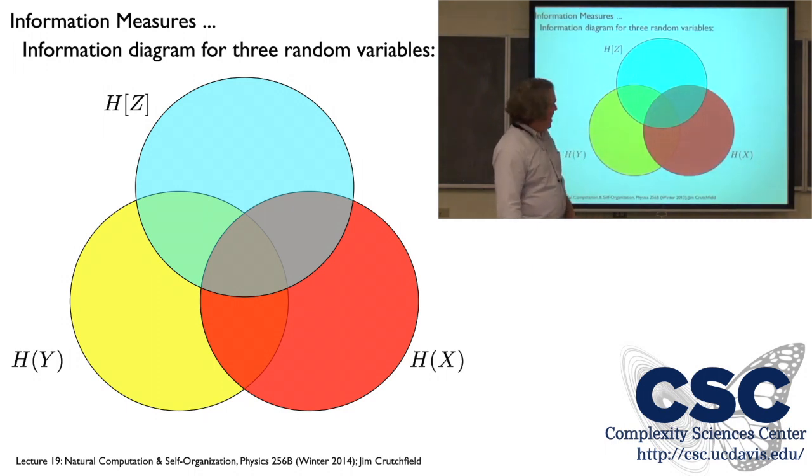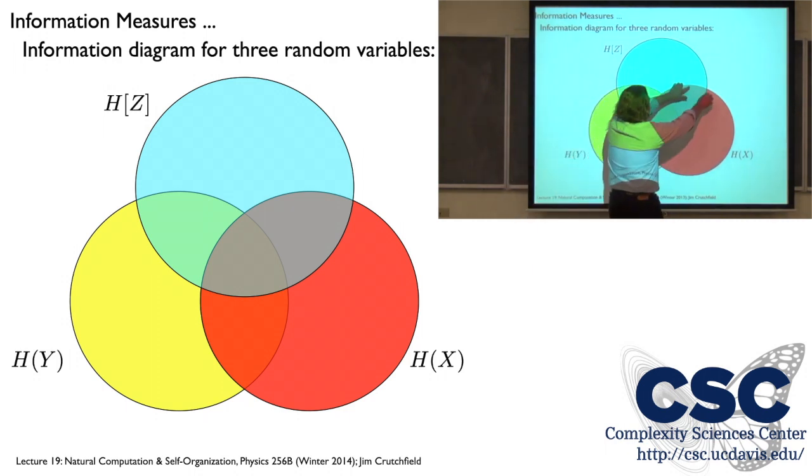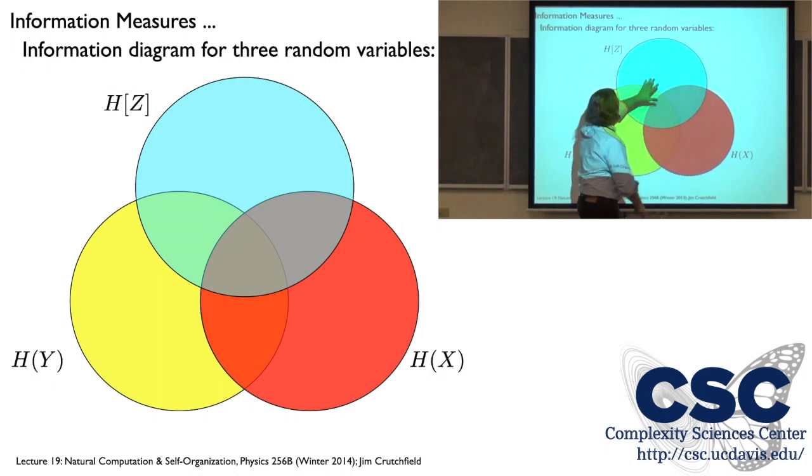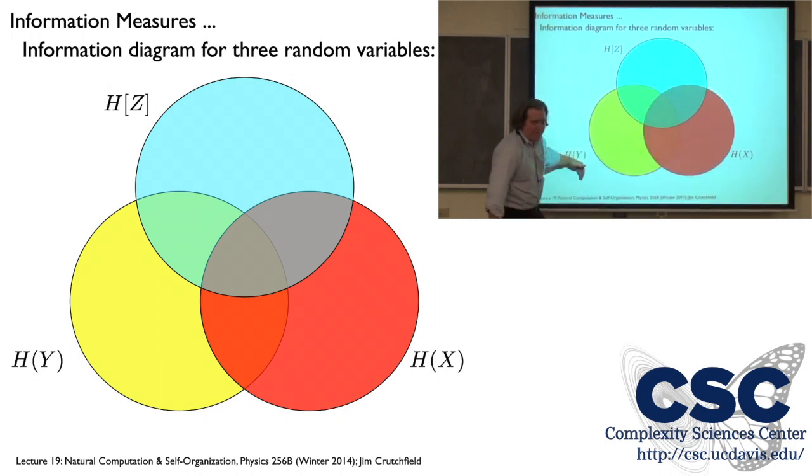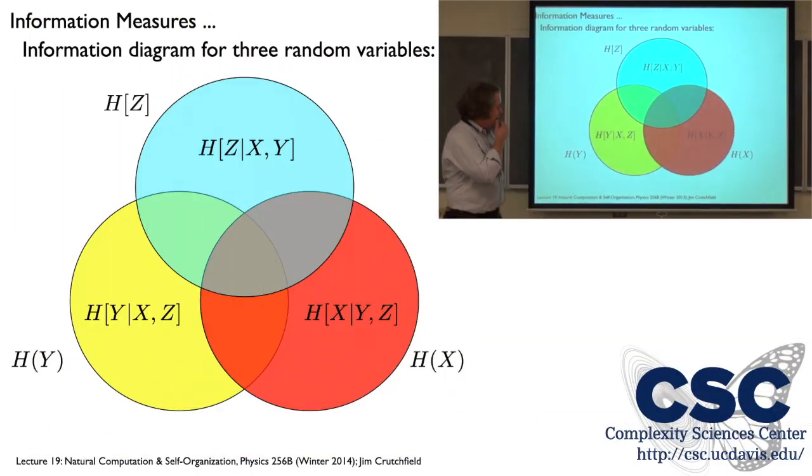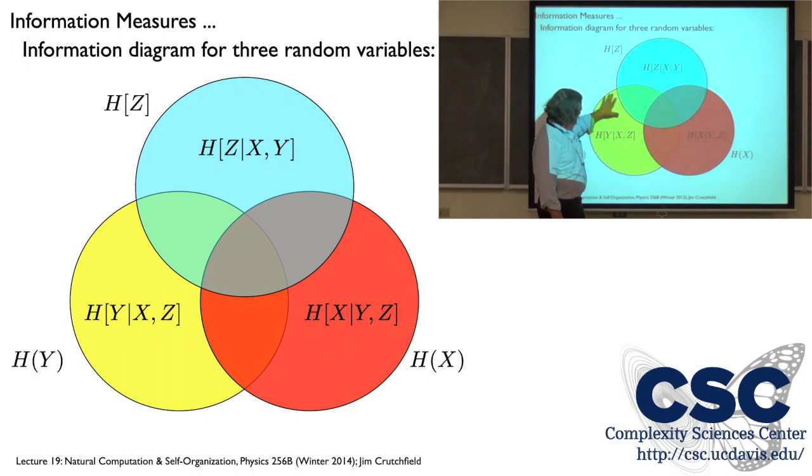Okay, so now you can imagine, what's this up here? What would this blue scalloped piece be? Well, that's h of z conditioned on x and conditioned on y. And h of y conditioned on x and z, that's this piece here. Same thing for x.